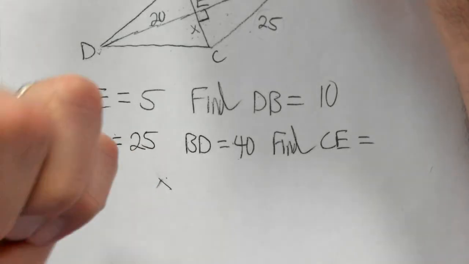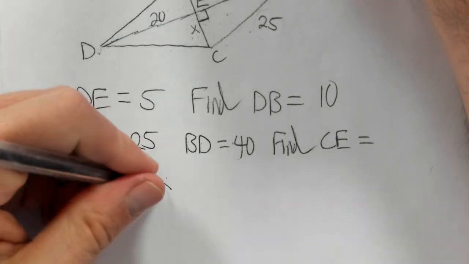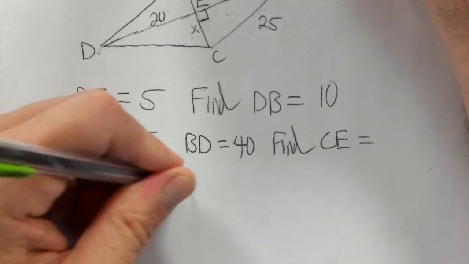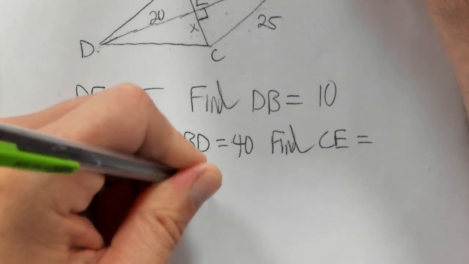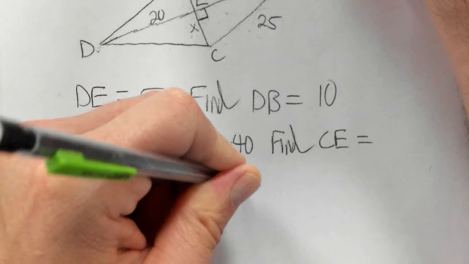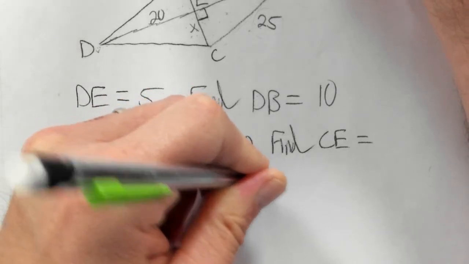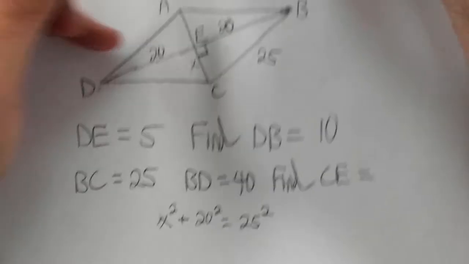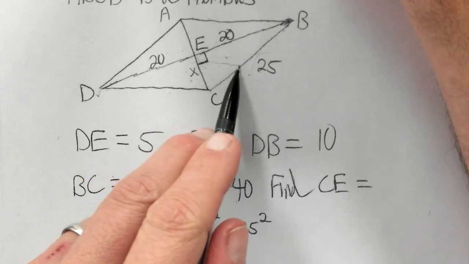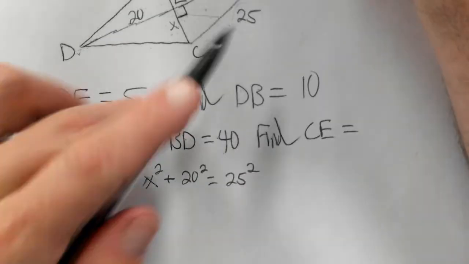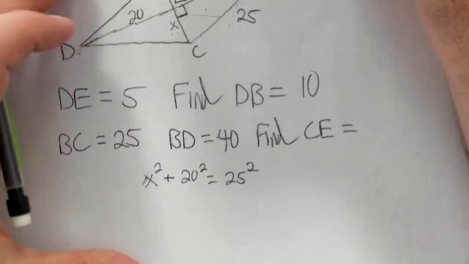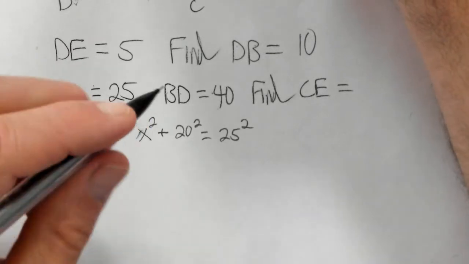x squared plus 20 squared equals 25 squared. So remember, the hypotenuse, the side that's across from the 90, always has to be your c. The hypotenuse is always your c. Alright, so how do we finish it?